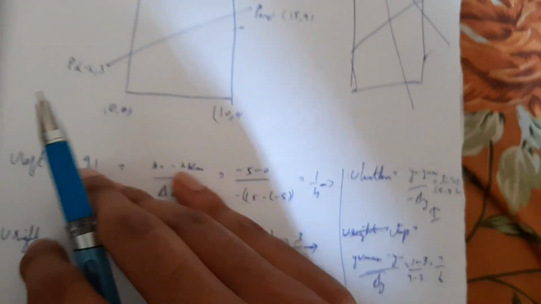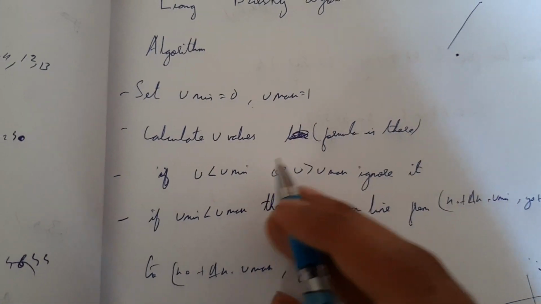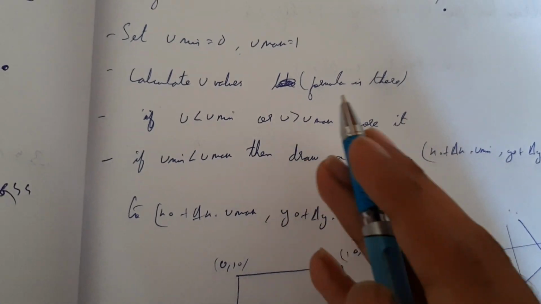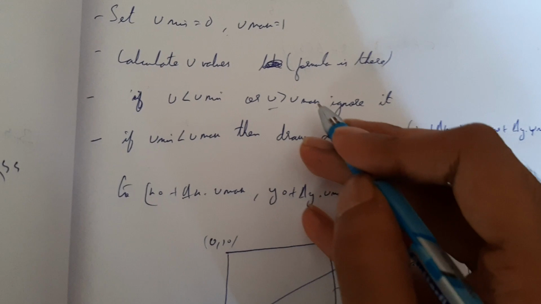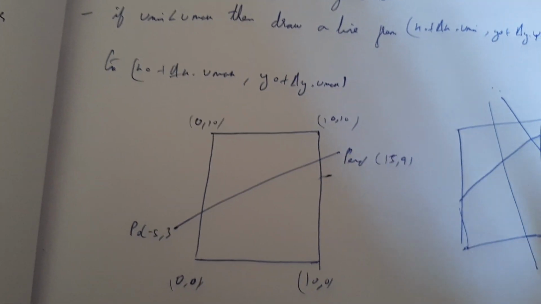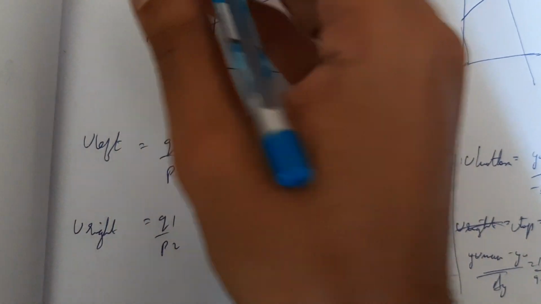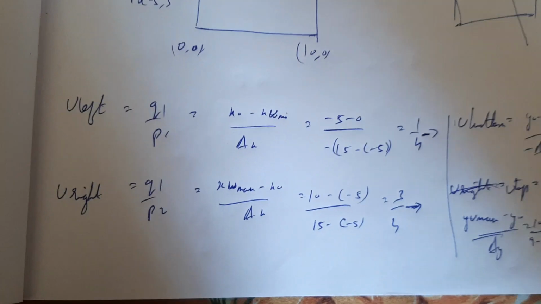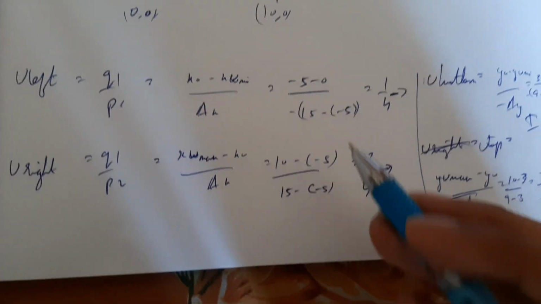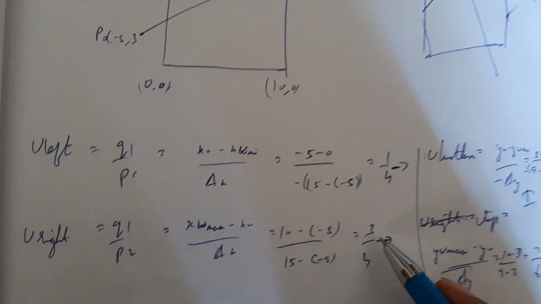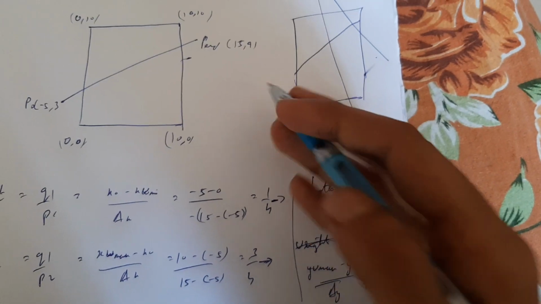Now 7 by 6, does it satisfy the condition? It is greater than u max, so it doesn't satisfy, and we ignore this also. Now we have all 4 values. We want to calculate a new u min and a new u max. We got 2 proper values, 1 by 4 and 3 by 4. If it's a proper line clipping, you always get 2 values only.